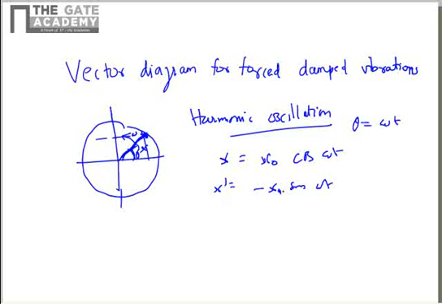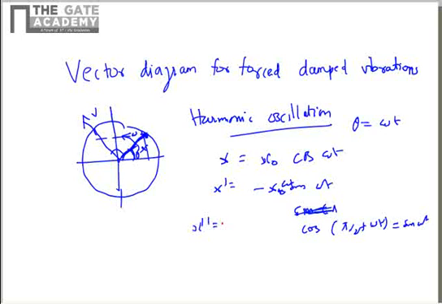This is at a 90-degree phase shift, because cos of 90 plus omega t is equal to minus sine omega t. So this thing is a pi by 2 shift. This is the velocity vector v. It will have an amplitude of x0 omega, and the phase will be 90 degrees from the displacement vector.